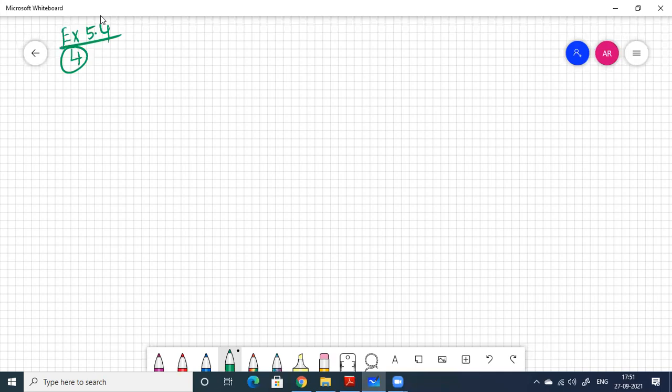Find the coordinates of the points of trisection of a line segment joining the points A is minus 5 comma 6, B is 4 comma minus 3. Let us say these are C and D. Now you find it out.